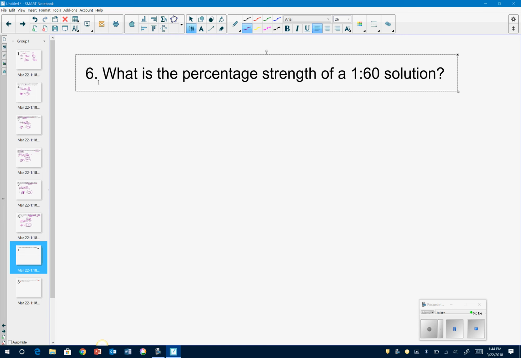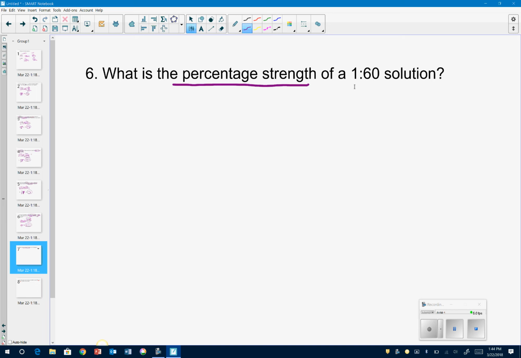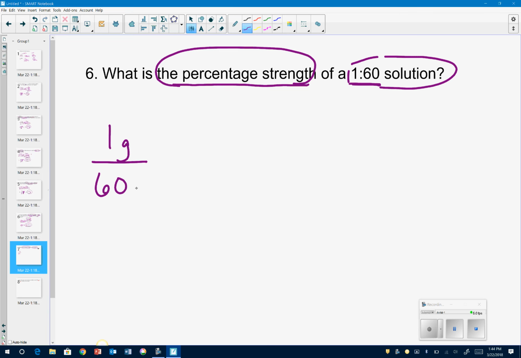Number 6, what is the percent strength of a 1 to 60 solution? So again, we did this one in the last chapter, but we just changed this part of it, okay? So we know we have 1 gram over 60 milliliters. And the percent, remember, if it's a percent, or if I'm trying to find X, it always goes over 100 milliliters. And this will always be grams too. So the units are the same on top and the bottom.